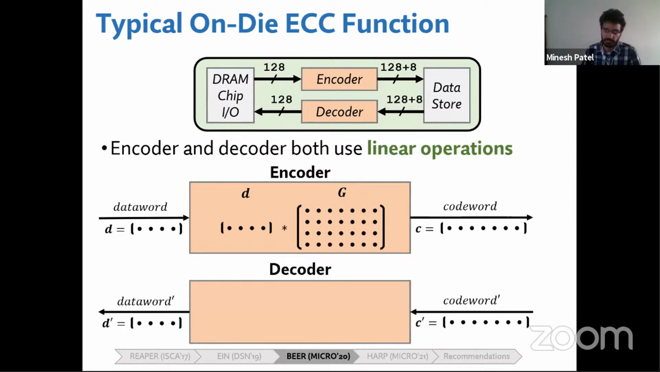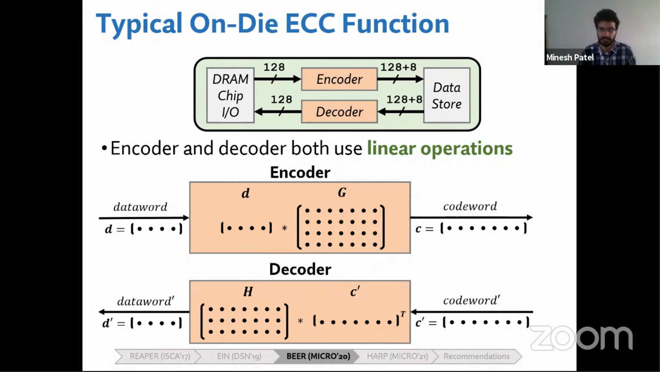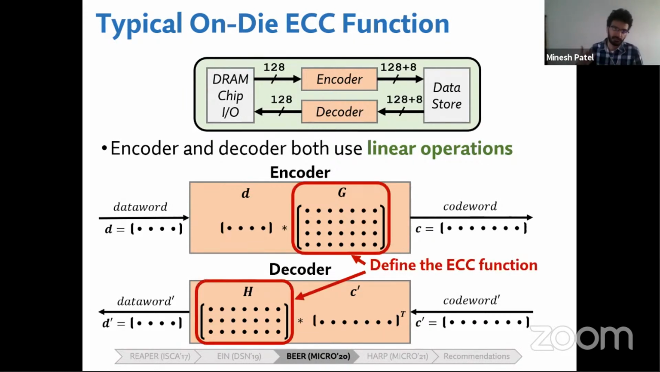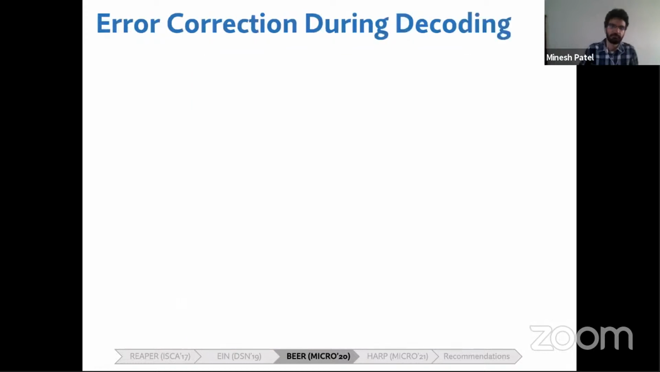Similarly, the decoder accepts a code word prime, which might contain raw bit errors, and outputs a data word prime, which may contain uncorrected errors. Now, within the decoder, the code word prime is multiplied by a parity check matrix H. Together, G and H define the ECC function that we're trying to determine because they describe exactly how the on-die ECC is obfuscating errors. So this is exactly what we want to know.